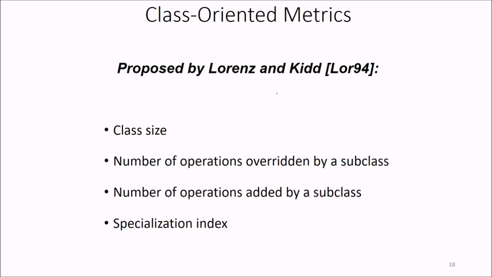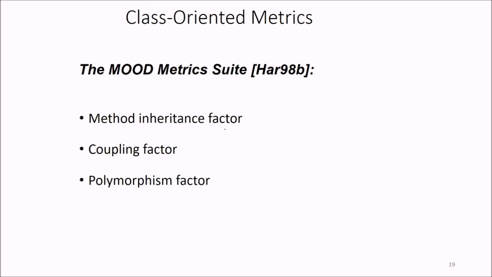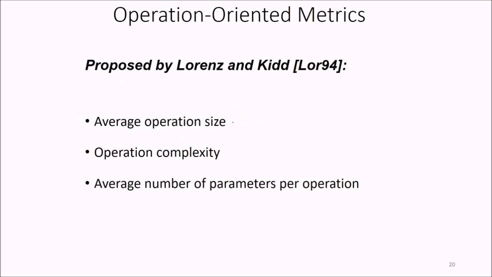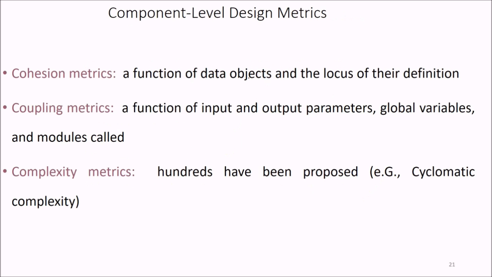Then class-oriented metrics were also proposed by Lorenz and Kidd. They said that the class size, the number of operations overridden by a subclass, the number of operations added by the subclass, and also the specialization index should be included. MOOD also gave a metrics suite in class-oriented metrics. He said the method inheritance factor, the coupling factor, and the polymorphism factor are important. So in terms of Lorenz and Kidd, they propose that the average operation size, the operation complexity, and the average number of parameters per operation are important.